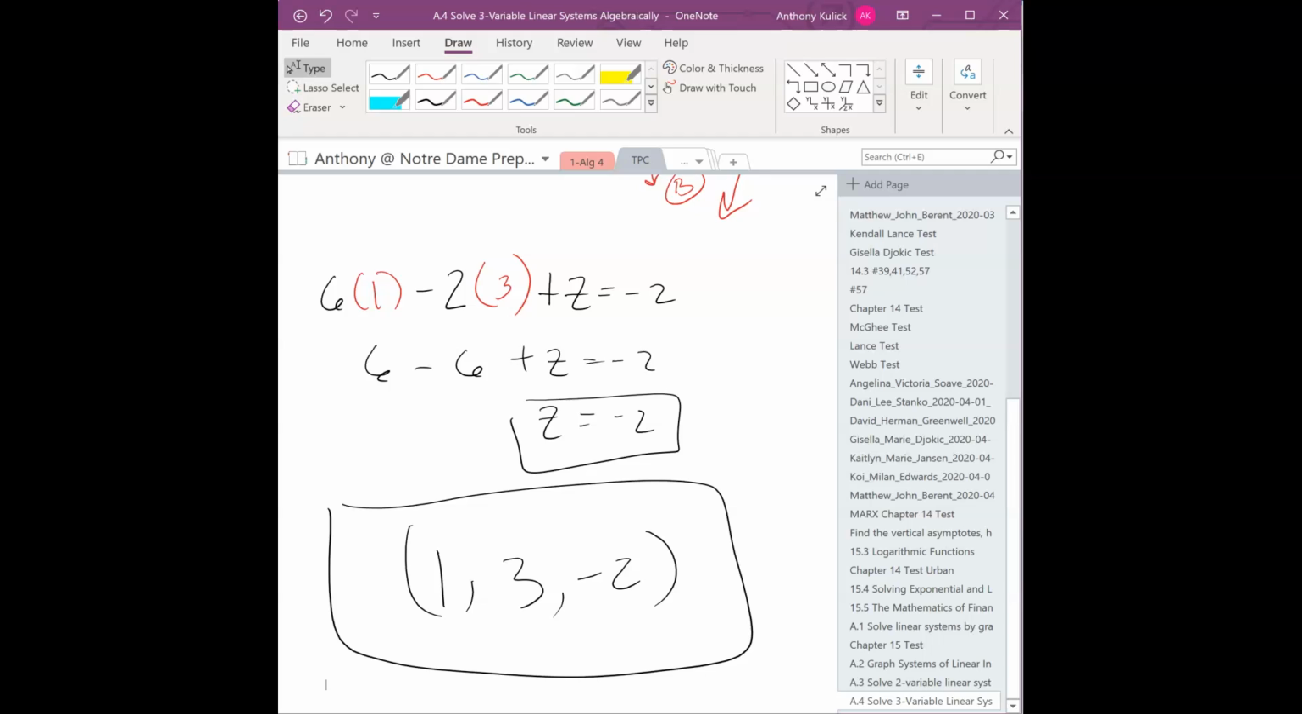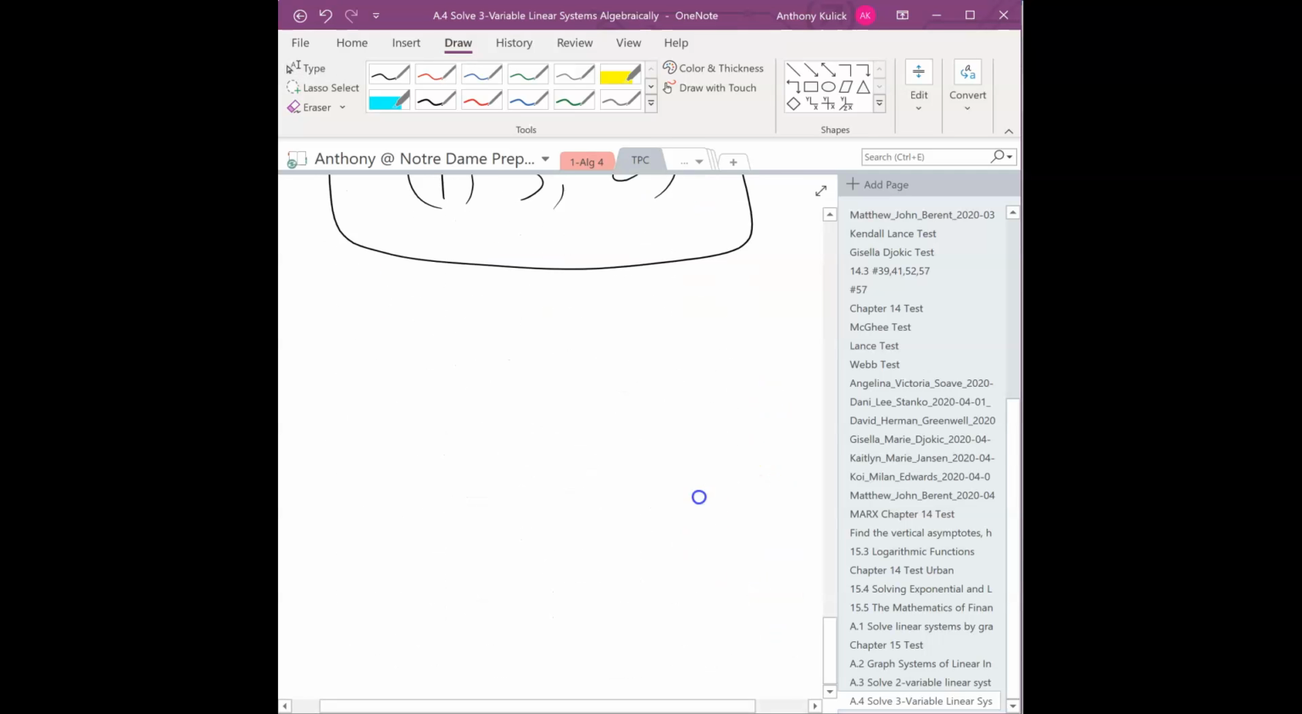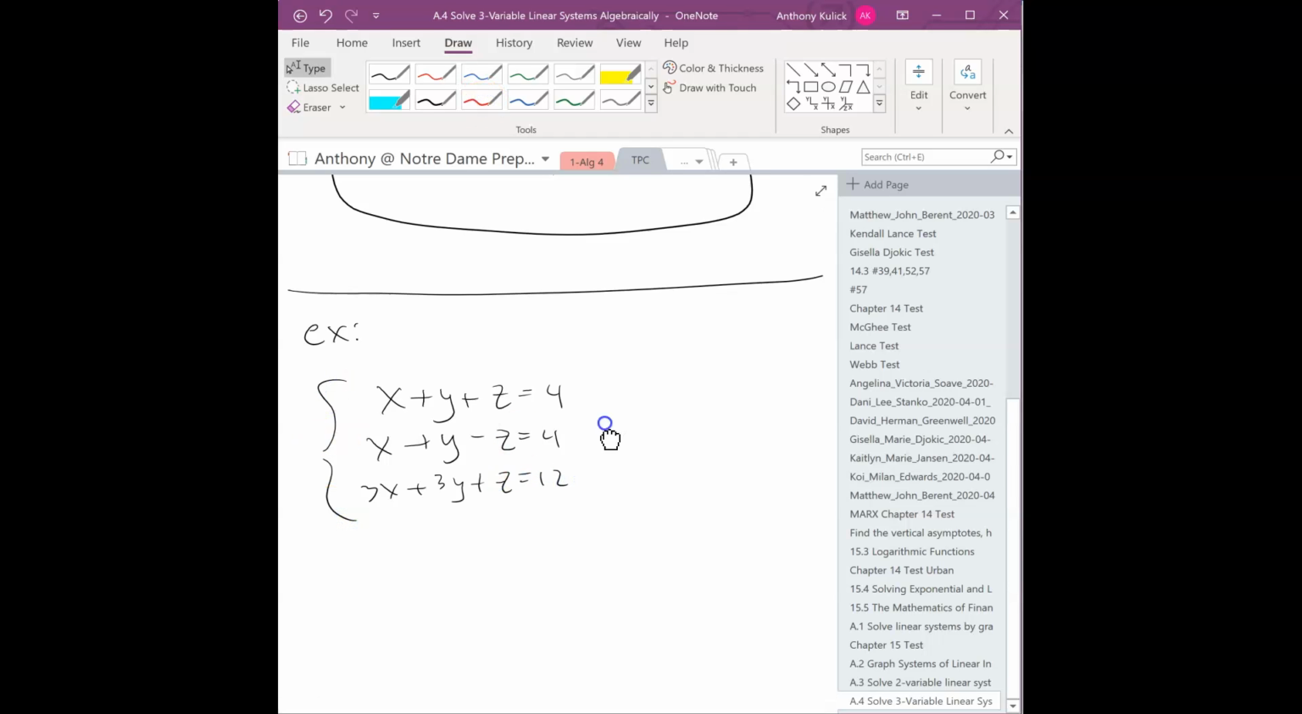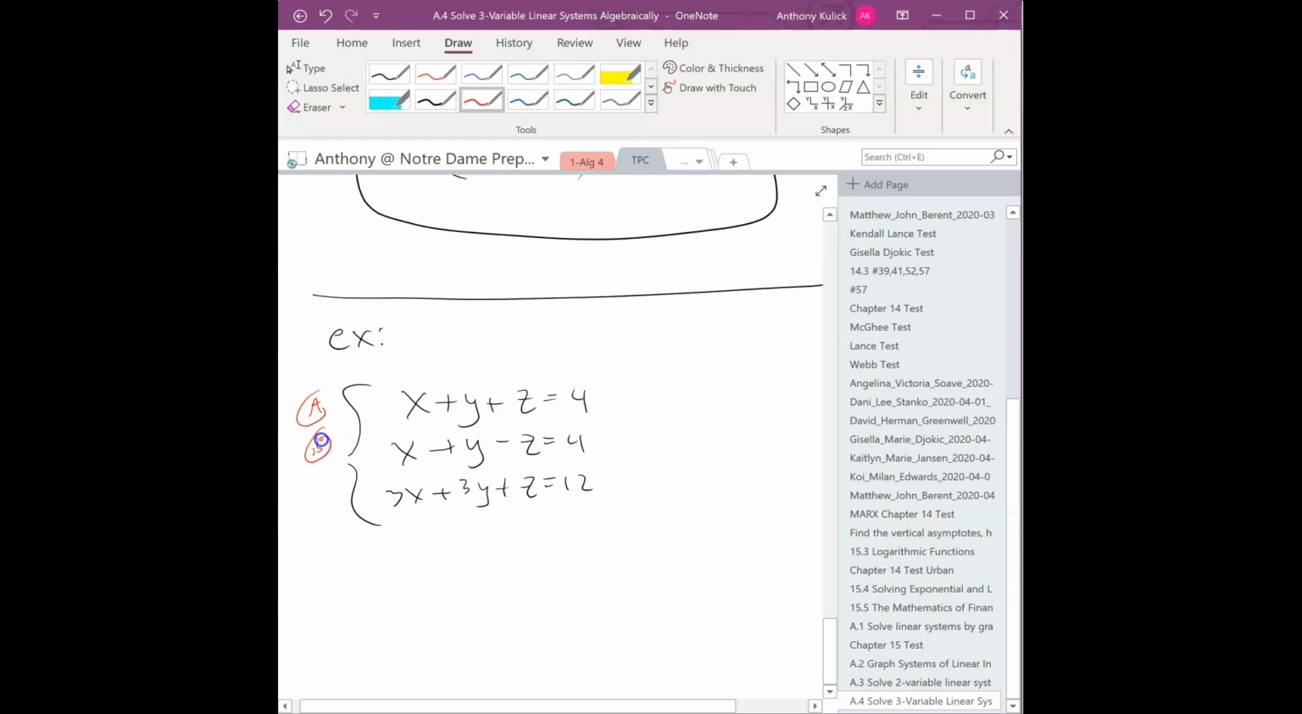So the last situation that I want to talk about is an infinitely many solutions situation. So let's look at one of those. Okay, so again, we'll call these equations A, B, and C.